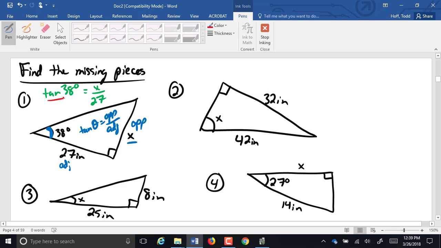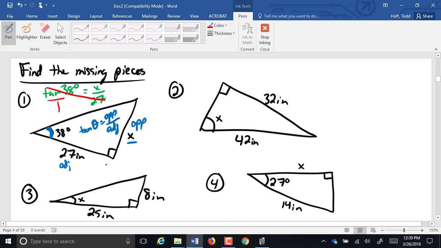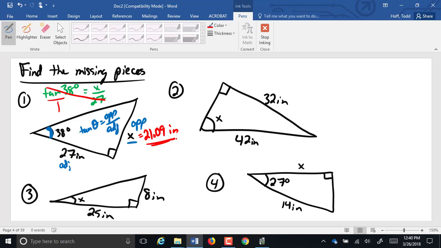We're going to put this over 1 so we can cross multiply and divide. So tangent of 38 degrees times 27 divided by 1 gives us 21.09. That is inches. Is that what you guys came up with? Any questions? Okay.